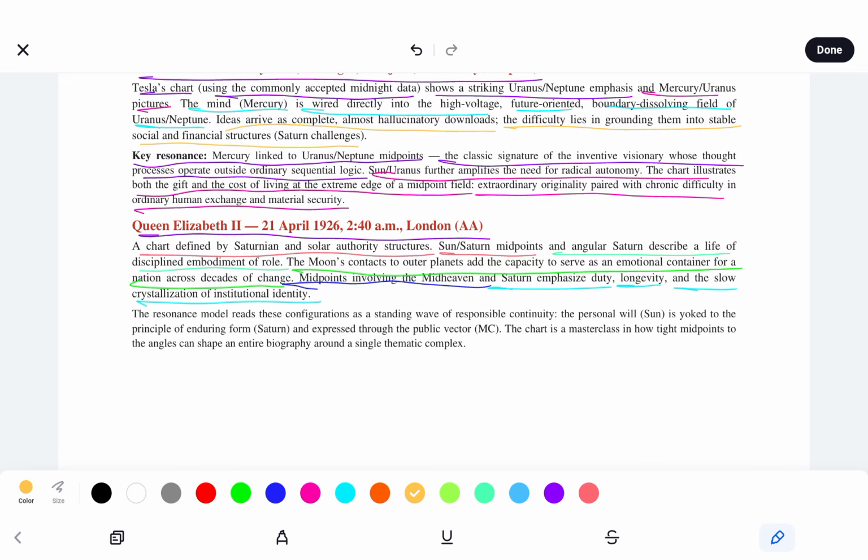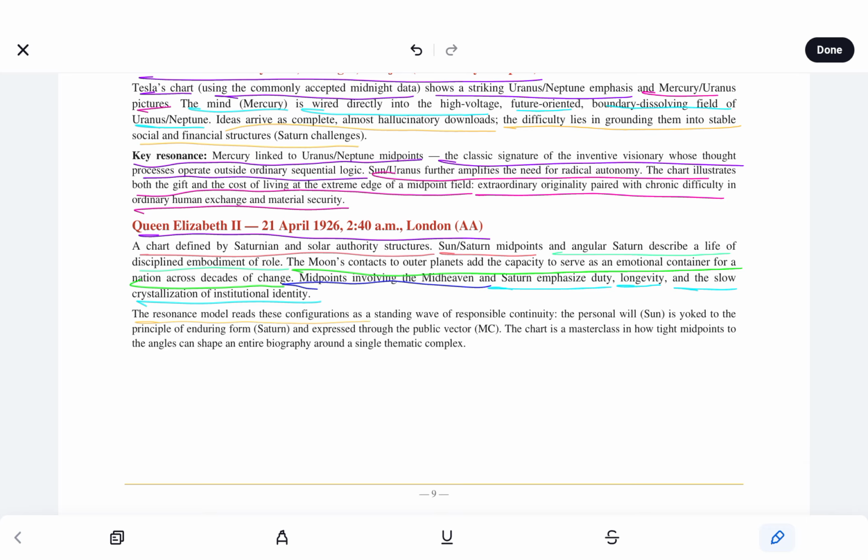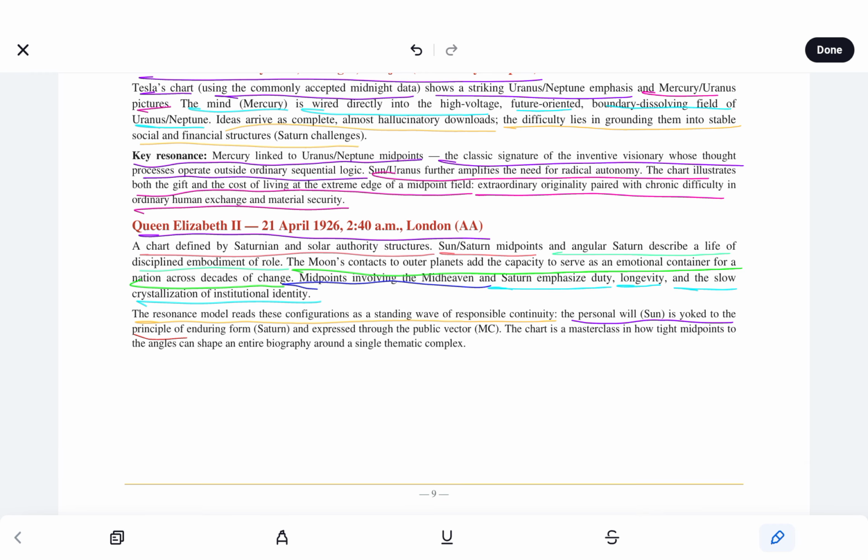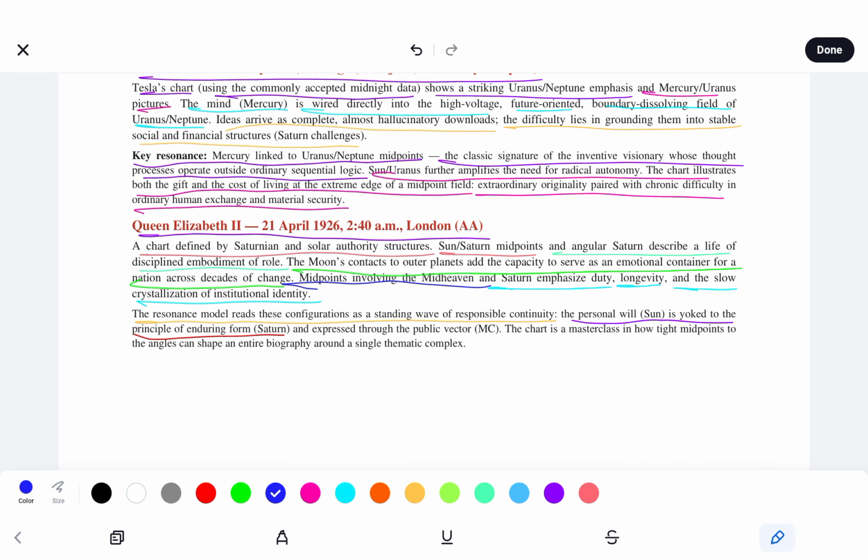So, the resonance model reads these configurations as a standing wave of responsible continuity. Personal will, Sun, is yoked to the principle of enduring form, Saturn, and expressed through the public vector, Midheaven. So the chart is a masterclass in how tight midpoints to the angles can shape an entire biography around a single thematic complex.